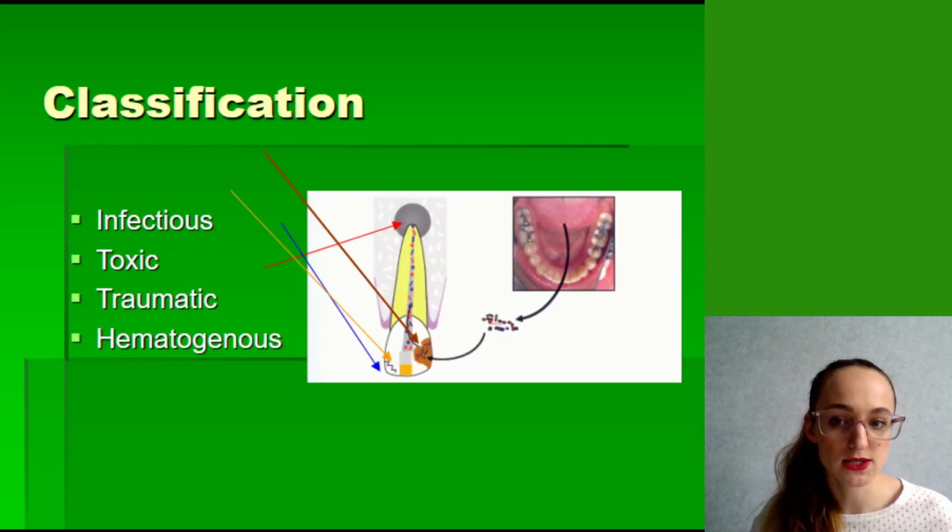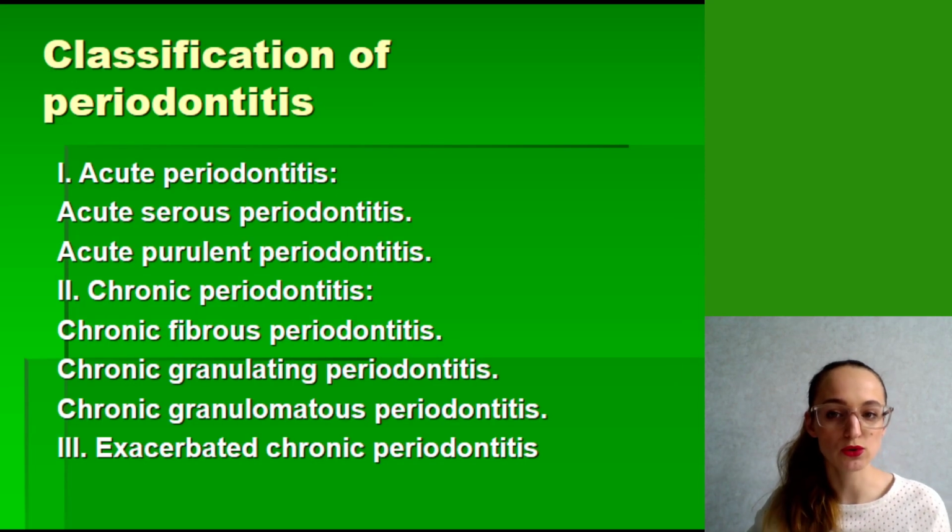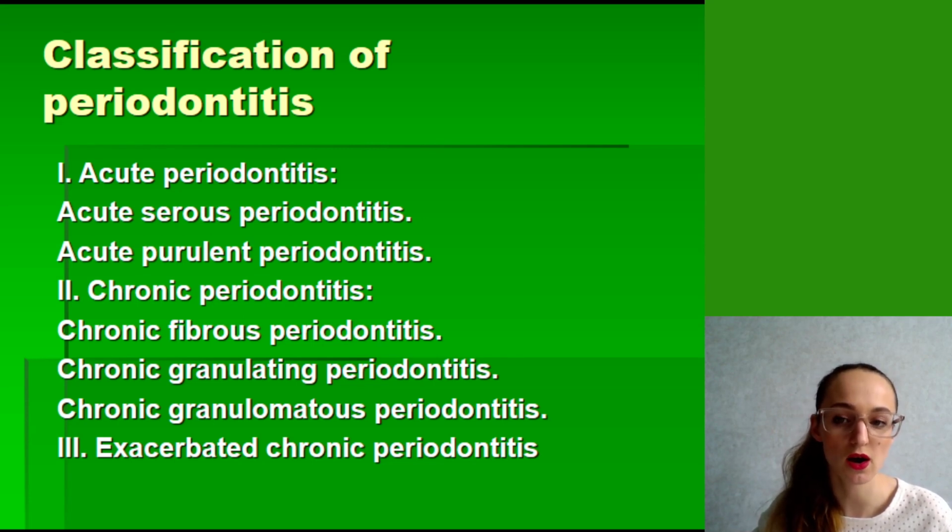Classification of periodontitis. We use a classification that you can see on our picture now. The first group is acute periodontitis, to form here acute serous and purulent periodontitis. The second group is chronic periodontitis. Three groups here: fibrous, granulating, and granulomatous periodontitis. And the third group is exacerbated chronic periodontitis.